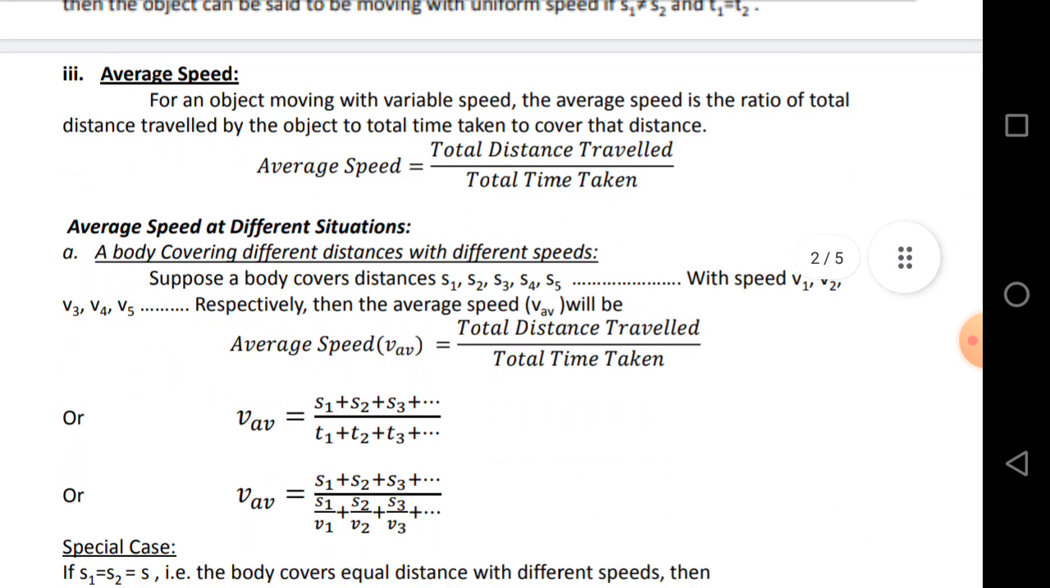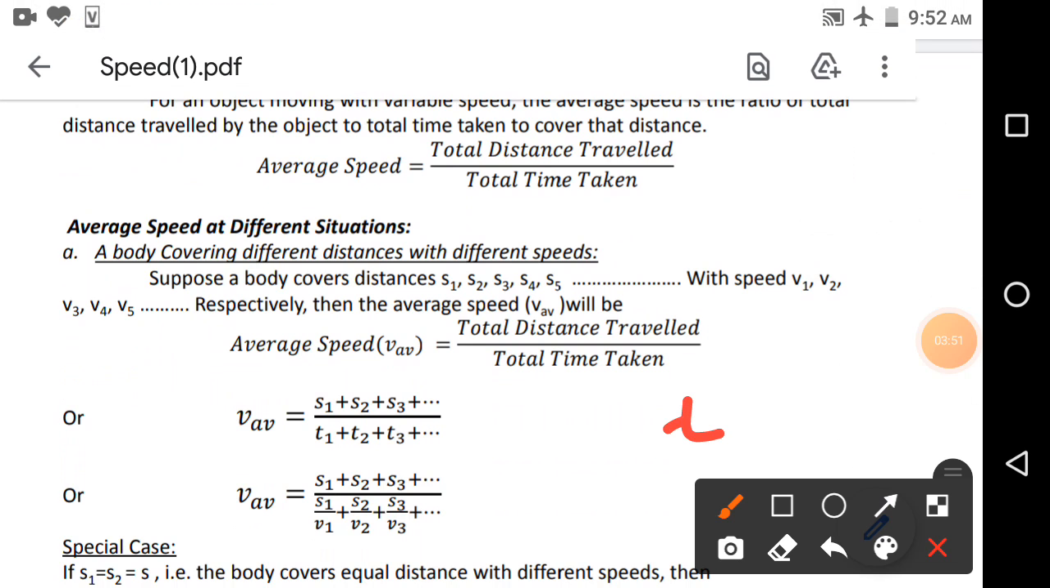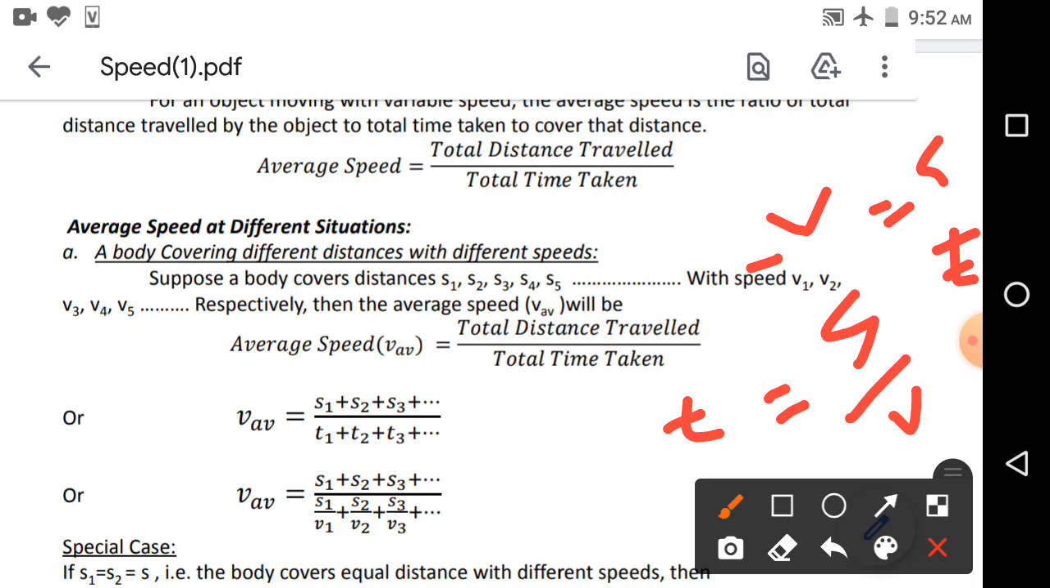The first situation is a body covering different distances with different speeds. The body is covering different distances with different speeds, which means we know the distance covered and the speed, but we have no idea about the time taken. As we have no idea about the time taken, time can be converted into distance and speed by the formula s by v, because v equals s by t.